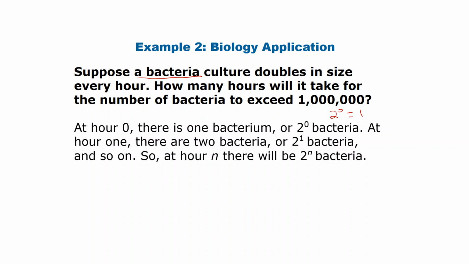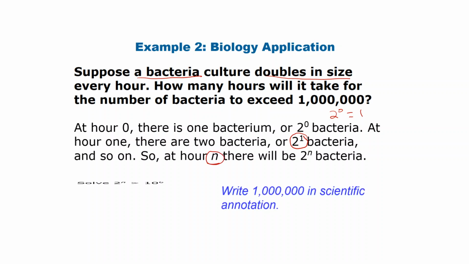At 1 hour, there are 2 bacteria because it doubles in size. So that tells us at 2 to the 1 power, when the time has been 1 hour, 2 to the first power is equal to 2, and that sure enough did double, and so on. So at hour n, there will be 2 to the n bacteria.